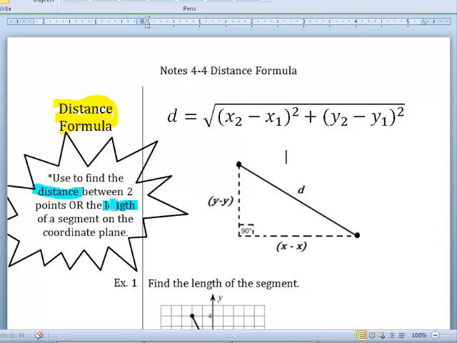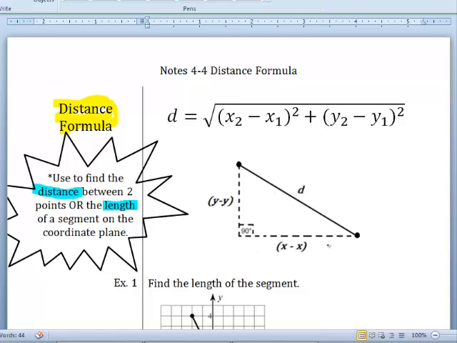Distance and length mean the exact same thing. So this is kind of saying the exact same thing. We can find the distance between 2 points or the length of a segment on a coordinate plane. All right, we get the distance formula from the Pythagorean theorem. That's why we started with a Pythagorean theorem. And so we've already found distance with the Pythagorean theorem. Now we can apply it toward the distance formula.